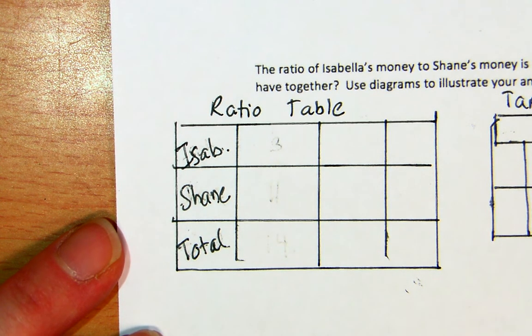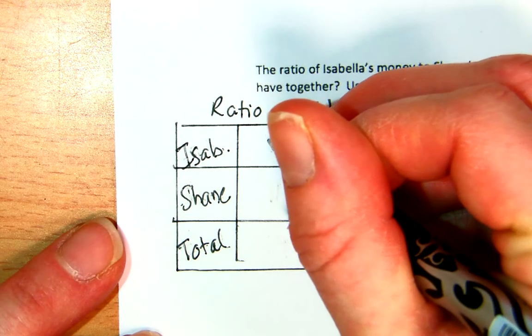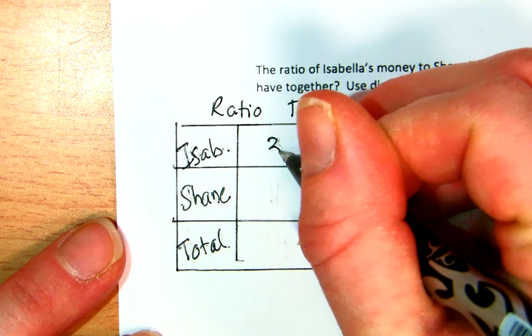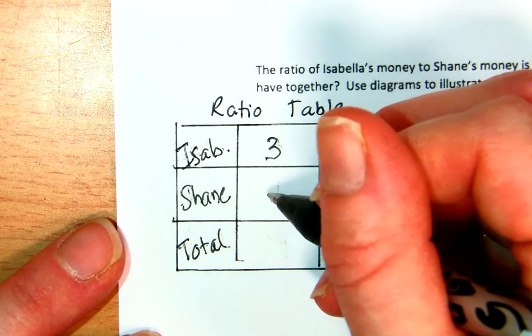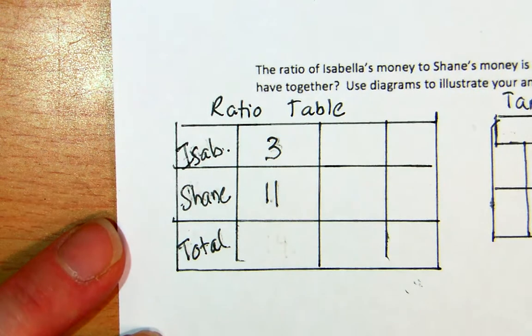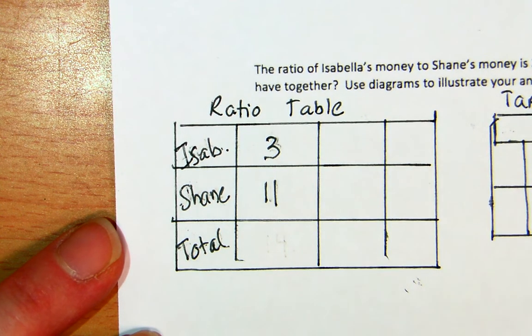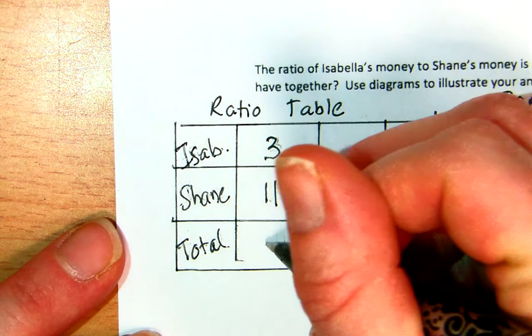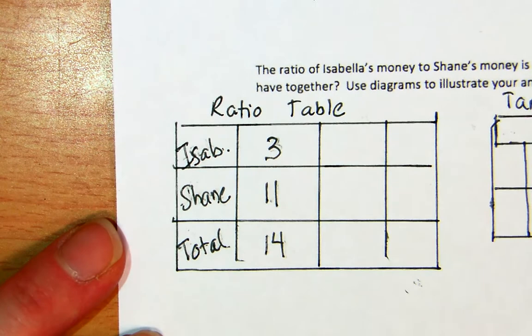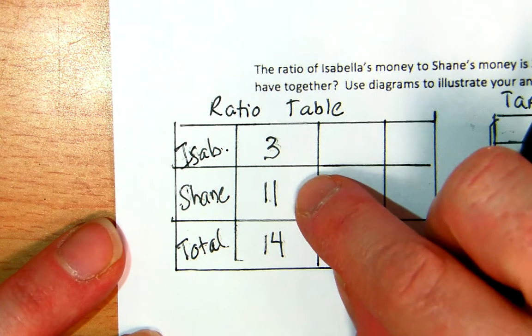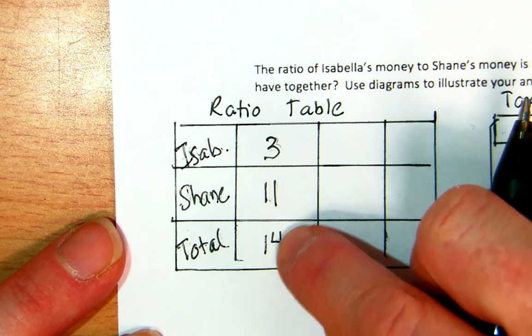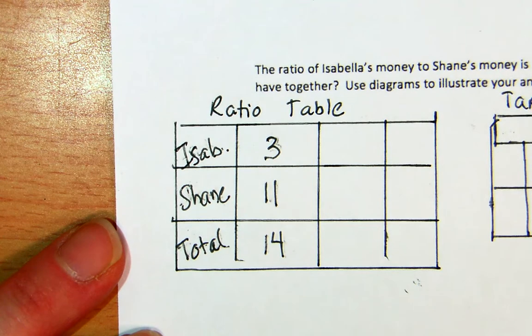So it says that the ratio of Isabella's money to Shane's money is 3 to 11. So I can put that as my first equivalent, that first ratio in here. Isabella's got 3 for every 11 that Shane has, right? So Isabella to Shane is 3 to 11. Now, if Isabella had $3 and Shane had $11, that would give them a total of 14. So here's my part to part, but then each one of these can be looked at as a part to whole out of total, okay?